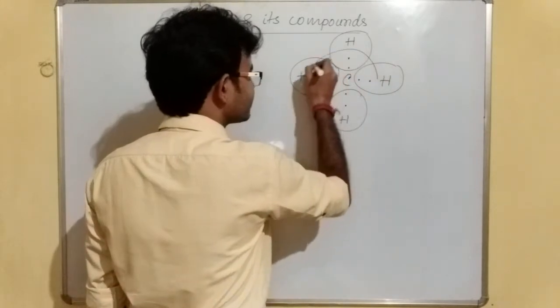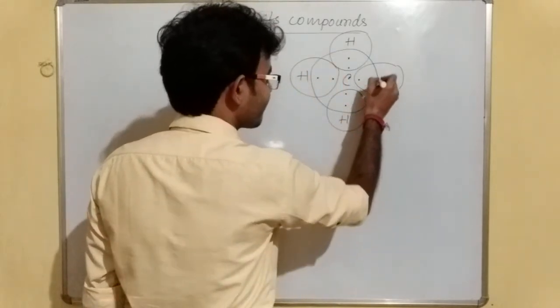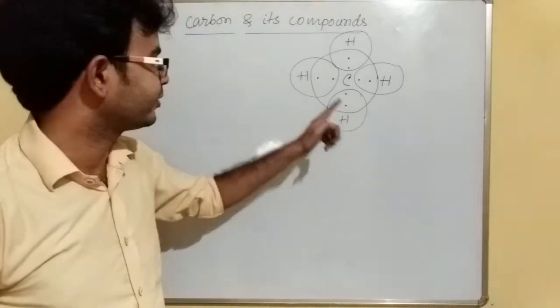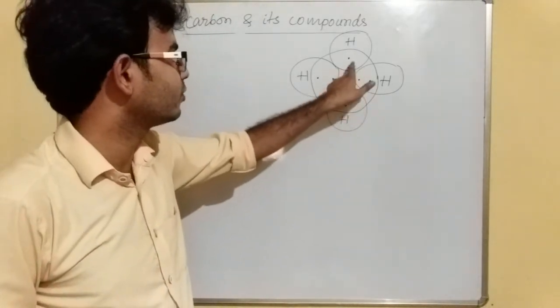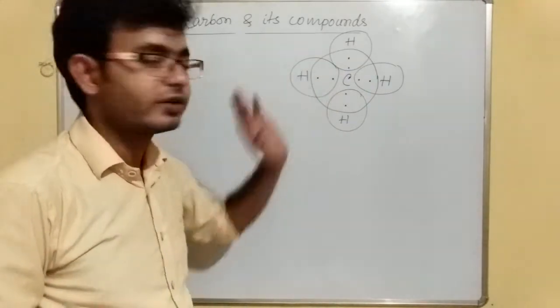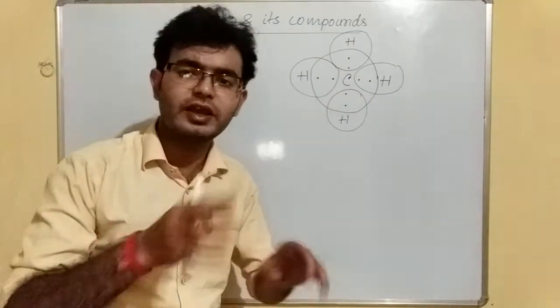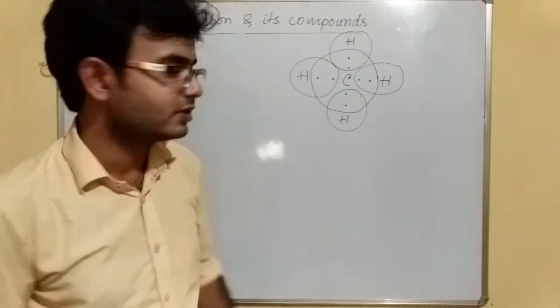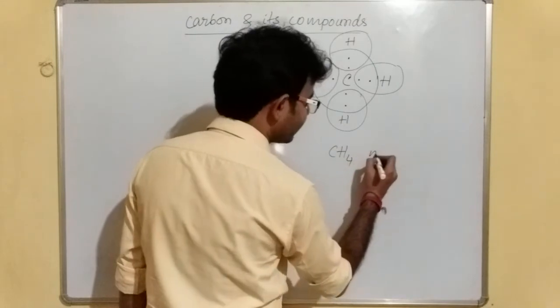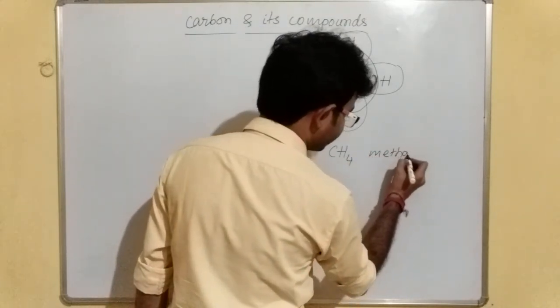Now what happens in the case of carbon? Now check the number of valence electrons in carbon. There is 1, 2, 3, 4, 5, 6, 7, 8. Okay, so what happened to the octet of carbon? It is filled. Carbon ends up with 8 electrons. Thus carbon combined with 4 hydrogen atoms to form CH4. The name of this compound is methane.